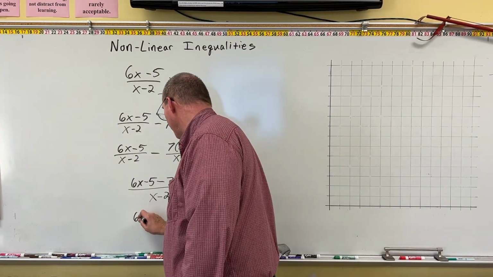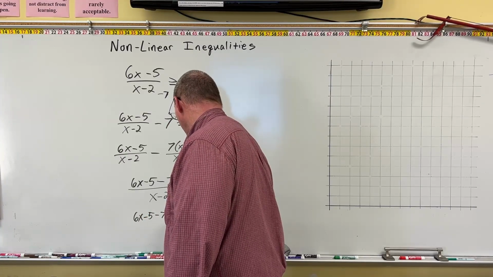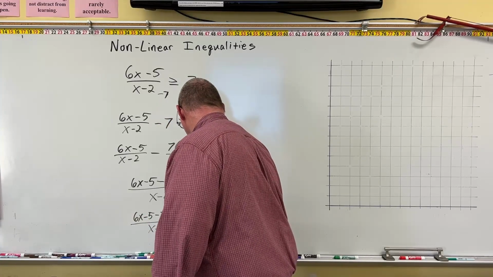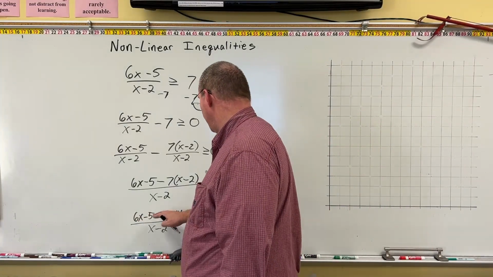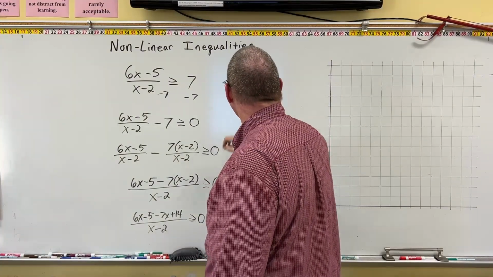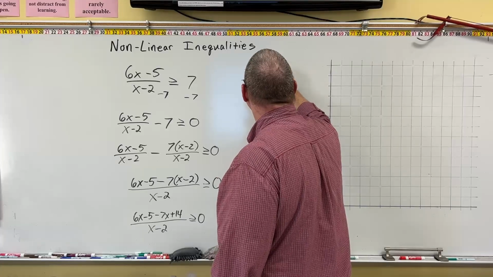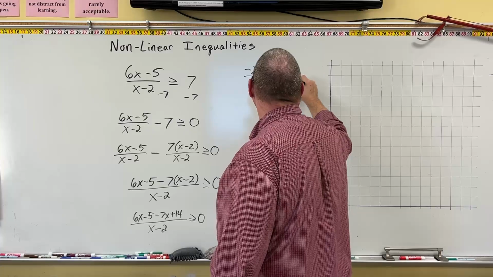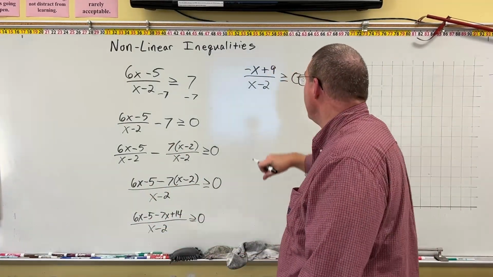So it's going to become 6x minus 5 minus 7x plus 14 over x minus 2 is greater than or equal to 0. Okay? Now we're going to clean this one up a little bit, and we're going to do 6x minus 7x. That gives us negative x, and then negative 5 plus 14, that equals plus 9, and it's going to be over x minus 2, and it's greater than or equal to 0. Now it looks like the first one we did in the last video. This is way easier to do.